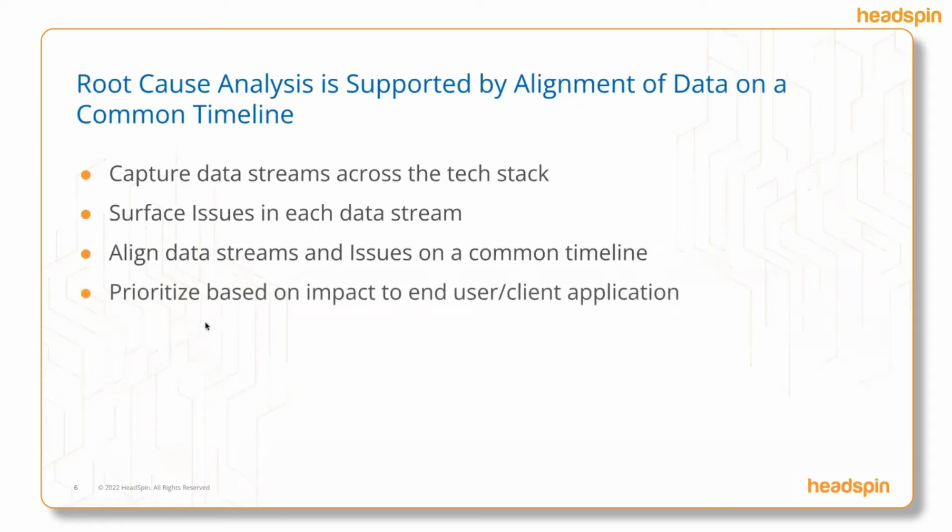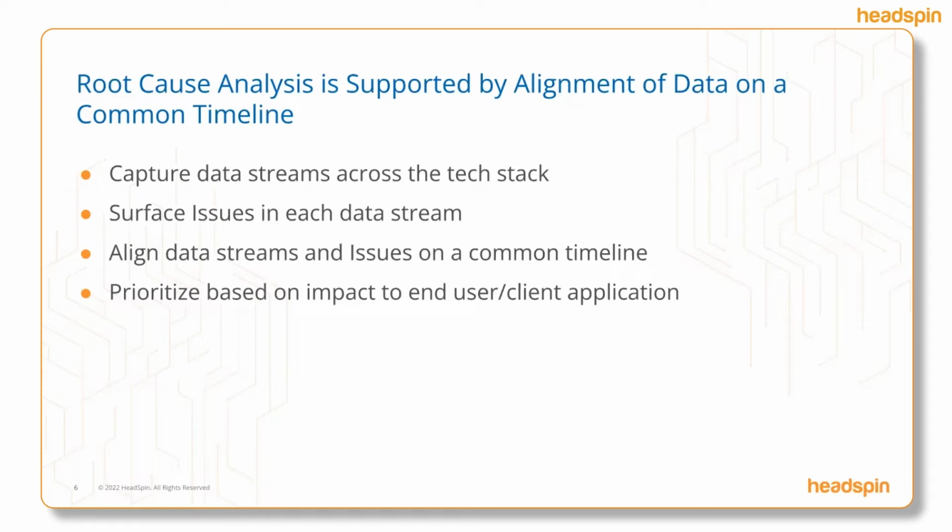We prioritize issues based on the impact to the end user or to the client application. So all of our issues are surfaced in or highlighted on that timeline. That means that wherever that issue is affecting the data streams on that timeline, we surface what we call an impact, which is an event associated with that particular issue. And we prioritize issues based on what we call the impact time, which is the amount of time that issue persisted during the session.